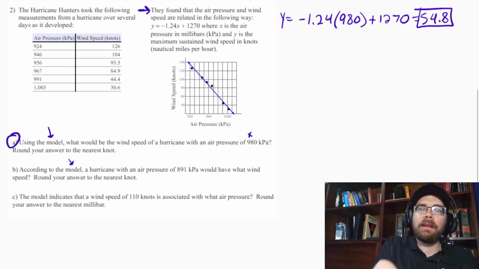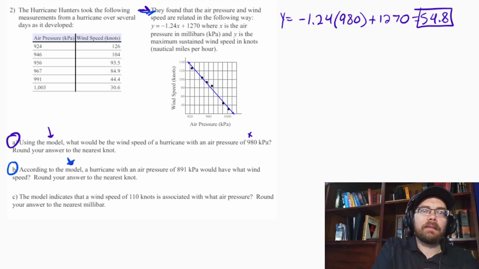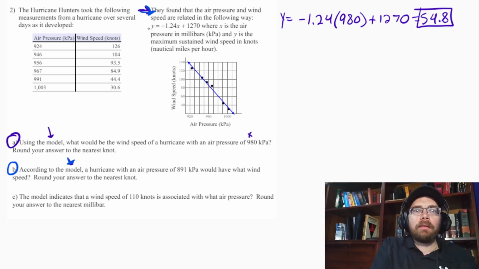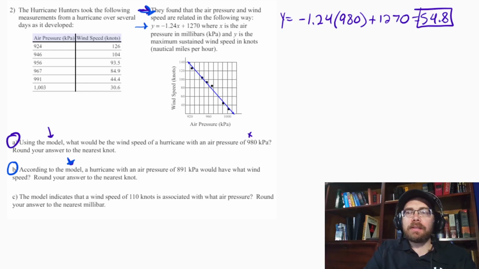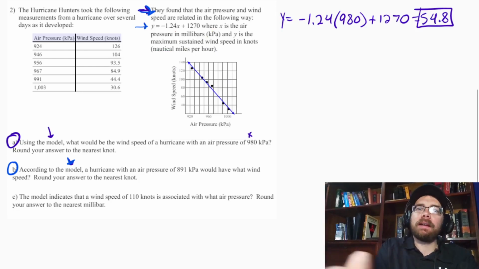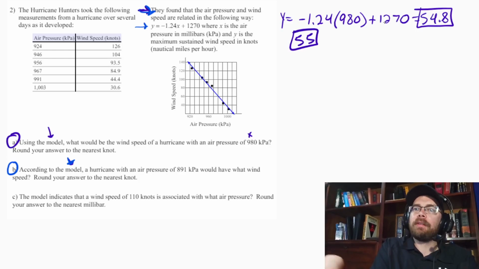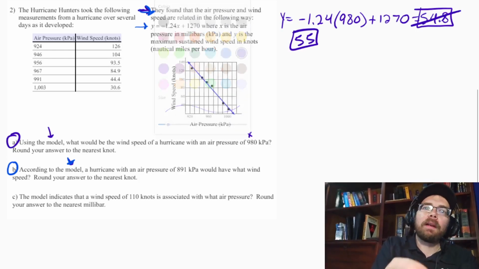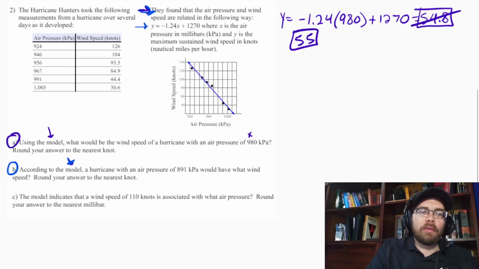All right, what about for the next part? According to the model, that would be this specifically here. A hurricane with an air pressure of 891 kilopascals would have what wind speed? Round to the nearest knot. Oh, by the way, it said round to the nearest knot, and I did not. So this would actually be 55, not 54.8. JK, LOL. Okay. Anyways, so round to the nearest knot again for 891 kilopascals.